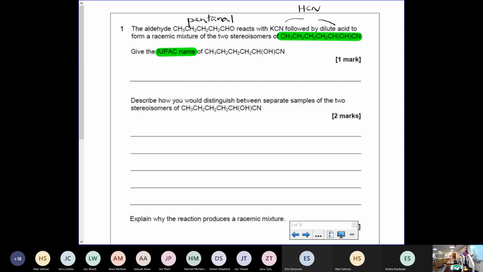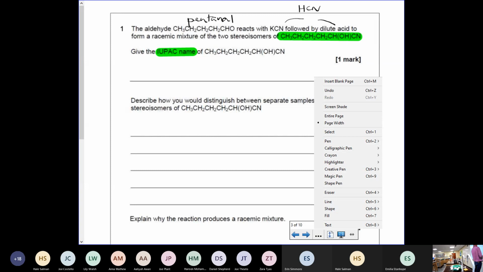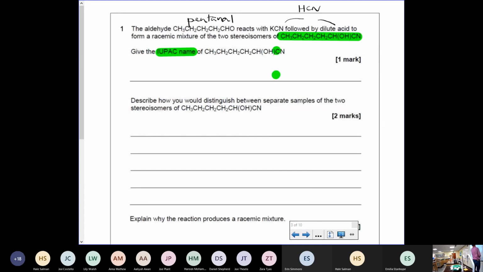It would be very easy to say, well, let's count the carbons. 1, 2, 3, 4, 5. Oh yeah, of course, the name's going to be based on pentane nitrile. But actually, people tend to forget that there is a carbon in the CN of the nitrile. So let's just highlight that and remind ourselves that actually, including that carbon, I've got 1, 2, 3, 4, 5, 6 carbons in this now. Reactions of aldehydes with potassium cyanide will actually add another carbon to the carbon chain. So this compound is going to be based on hexane nitrile.